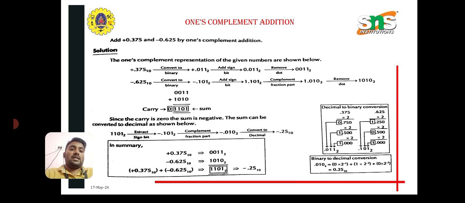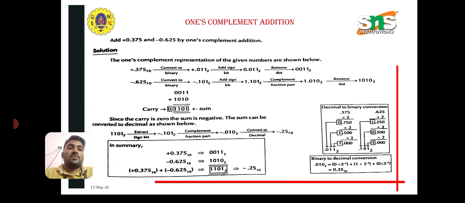This is the binary value for the decimal number minus 0.625, and 0011 is the binary value for the decimal value 0.375. Add these two numbers, and we get 1101, and the sum carry is 0, which means the sum is negative. The sum can then be converted to decimal, as you can see at the end of the page, above the summary.